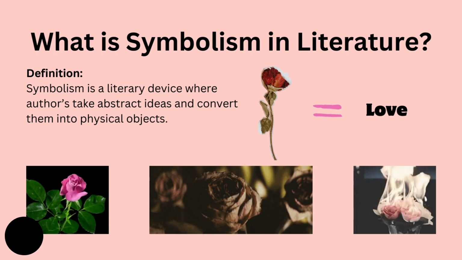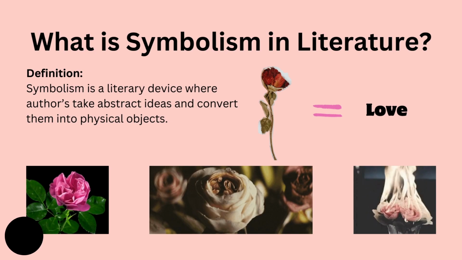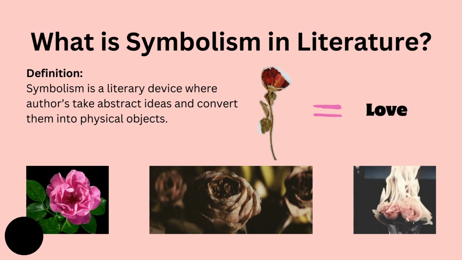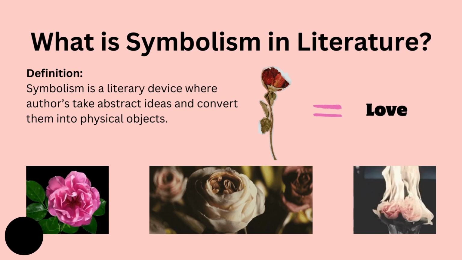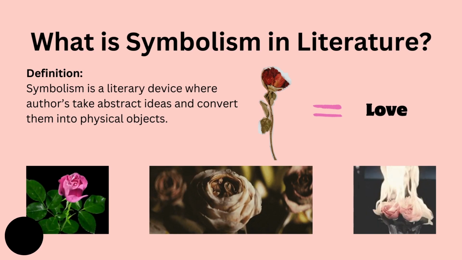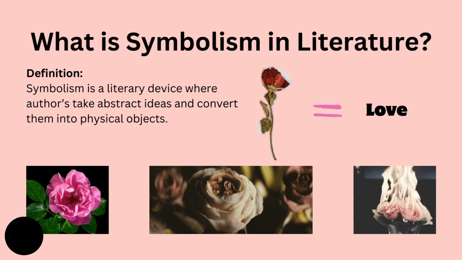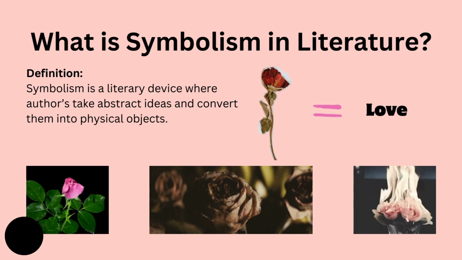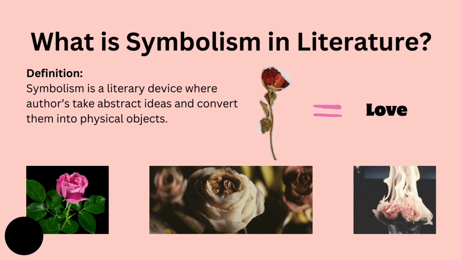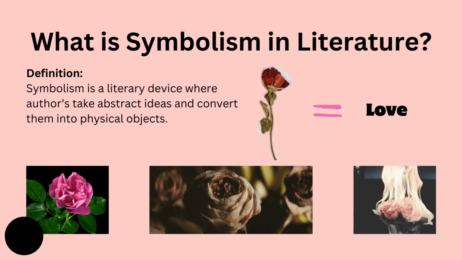If the author writes about that very same rose starting to wilt, that can indicate that a relationship between those two characters is going to end. If an author writes about those very same roses catching on fire, that can indicate many things, one of which is that the relationship is over.